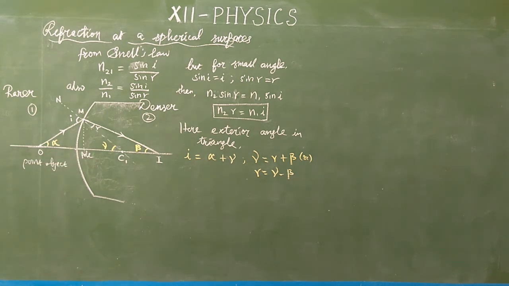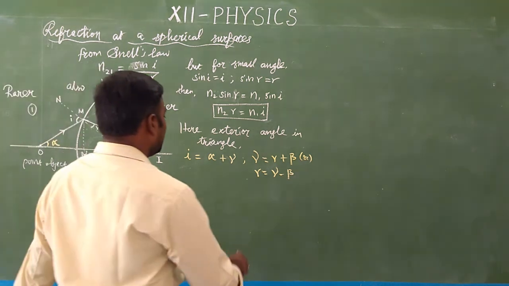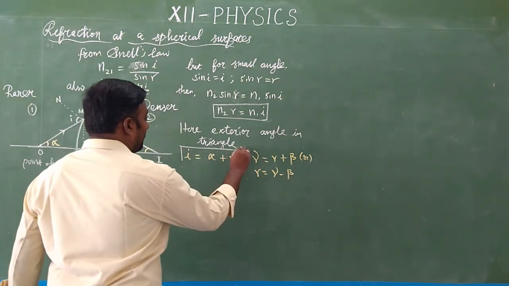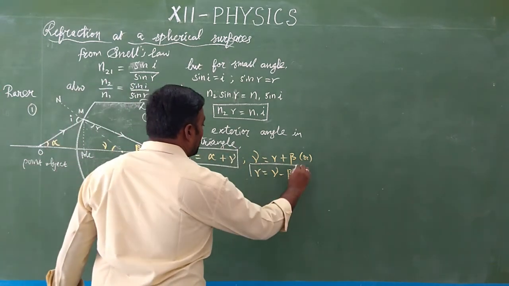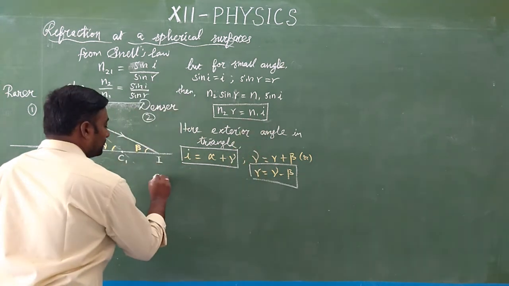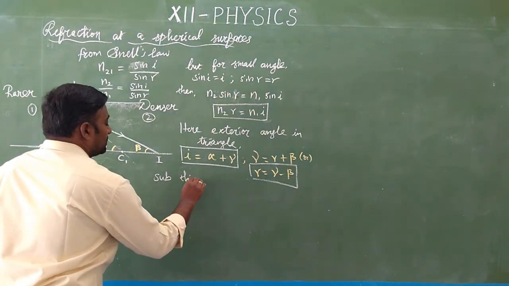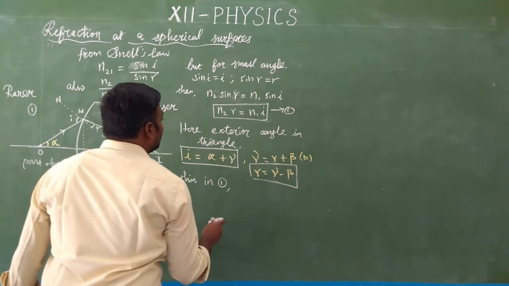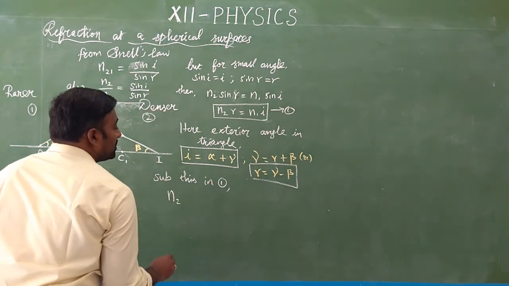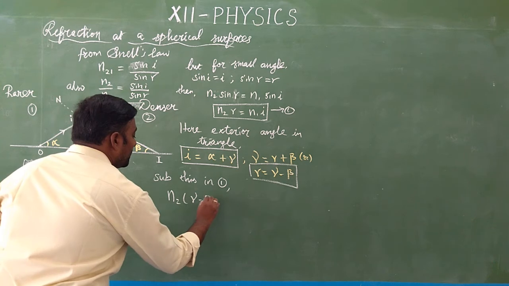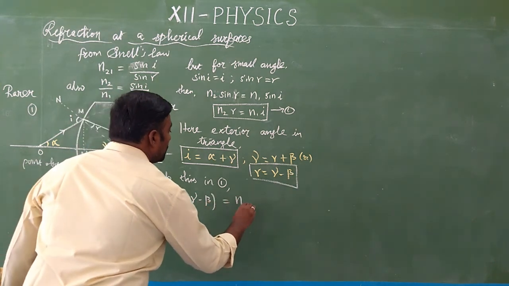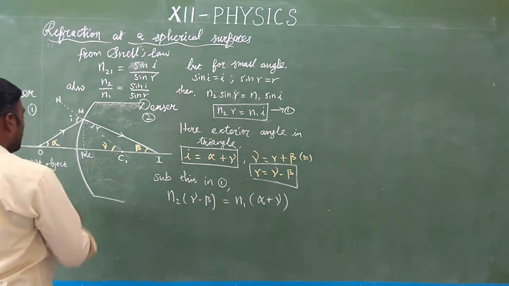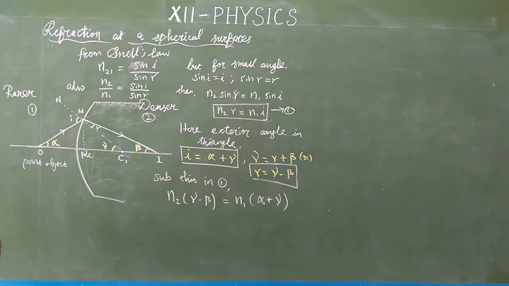Now we are going to substitute these values in Snell's law. Substitute this angle i and angle r in Snell's law, in equation 1. What will we get? n2 into gamma minus beta is equal to n1 into alpha plus gamma. But what is alpha? We'll find it now.